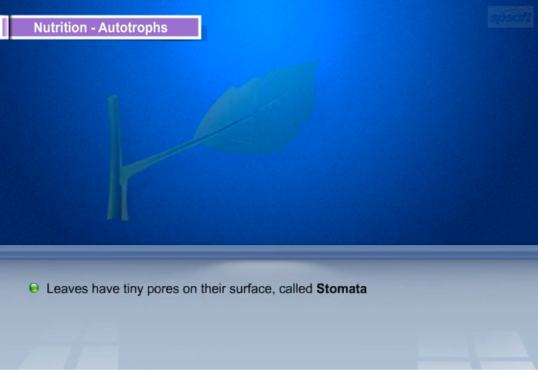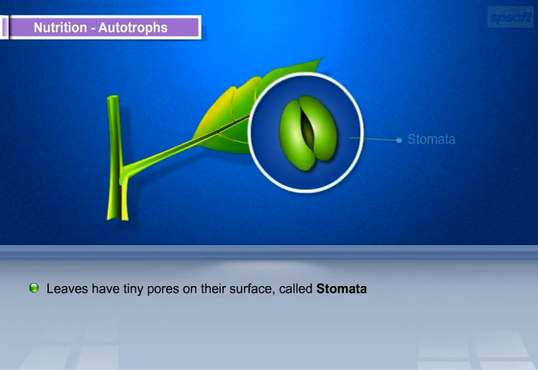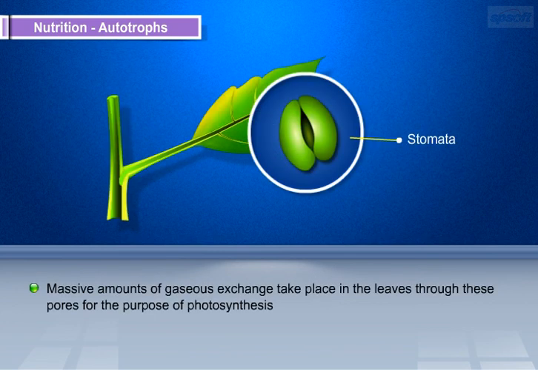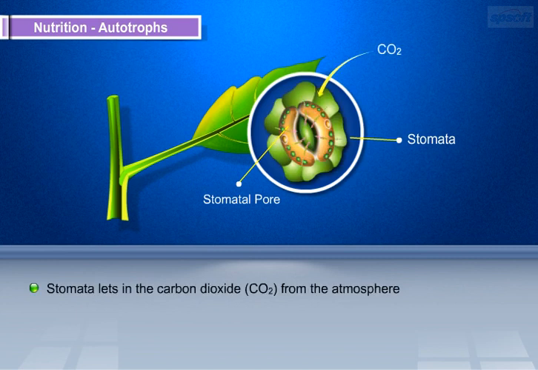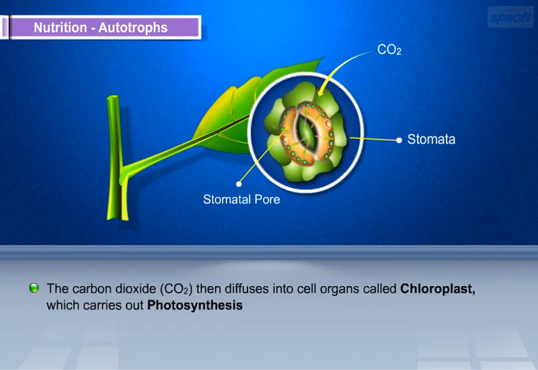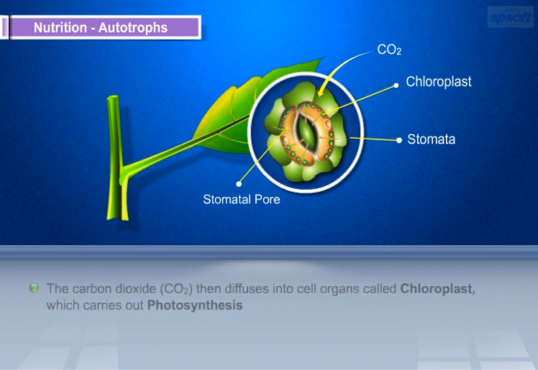Now let us study how the plant obtains carbon dioxide. Before that, first we need to know about stomata. What are stomata? Leaves have tiny pores on their surface, called stomata. Massive amounts of gaseous exchange take place in the leaves through these pores for the purpose of photosynthesis. Stomata let in carbon dioxide from the atmosphere. The carbon dioxide then diffuses into cell organelles called chloroplasts, which carry out photosynthesis.